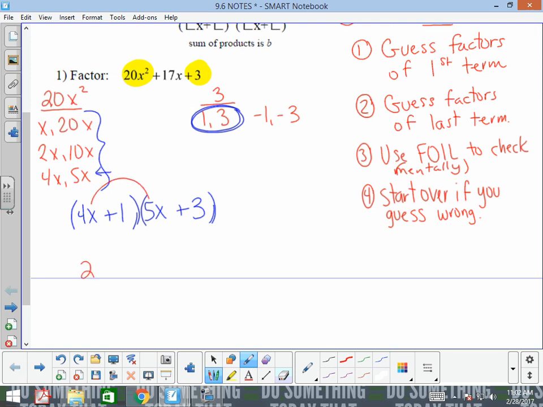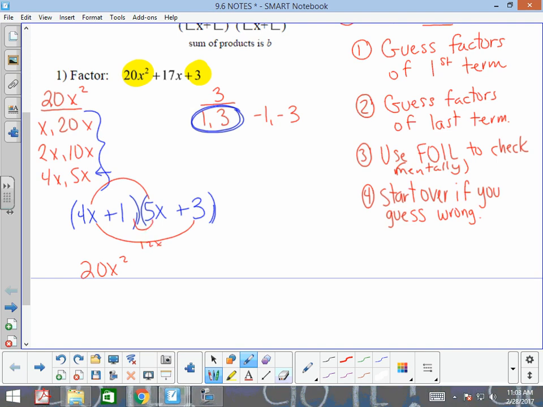So we get 20x squared. This is 12x plus 5x. That is 17x, and 1 times 3 is 3. Is that what we started off with? Yes, it is. So our factors of 20x squared plus 17x plus 3 are 4x plus 1 times 5x plus 3. So yes, this process can be one of our longer processes. This is why it's so important to know FOIL.